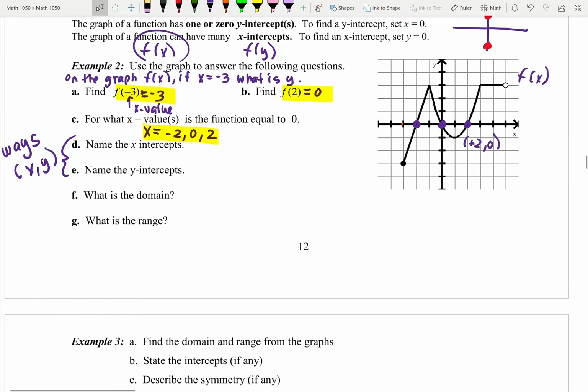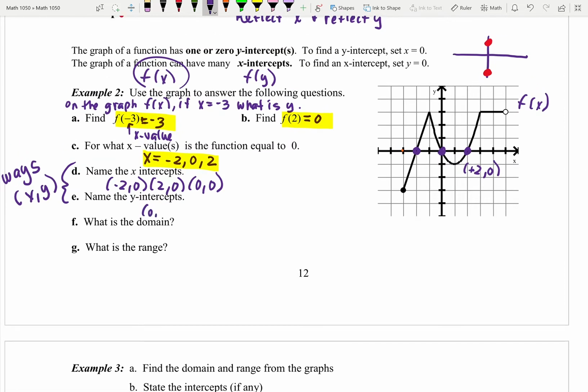If you look at those 3 dots, those are the x-intercepts. My numbers are going to be the same as up above, but now I'm going to write them as ordered pairs. So this would be (-2, 0), (2, 0), and (0, 0). Name the y-intercept. That's where it hits the y-axis, and that is the point (0, 0). If (0, 0) is an x-intercept, it's a y-intercept, and vice versa.